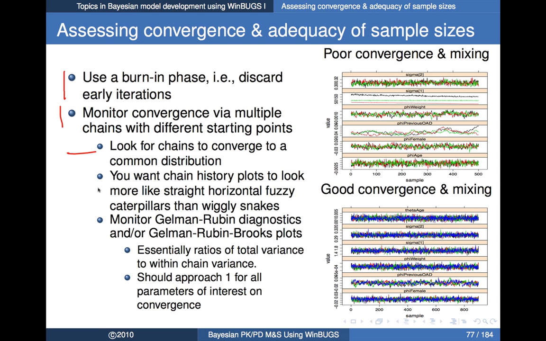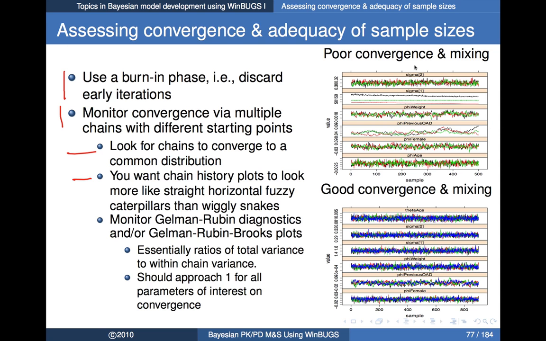Also, for the individual chains, you'd like to see that if you look at those in history plots, in other words, history plots meaning you're looking at the values of the iterations where the values are on the y-axis and the iteration number is on the x-axis, you want the chain history plots to look more like straight horizontal fuzzy caterpillars than like wiggly snakes. And I put a couple of examples over here on the side for you.